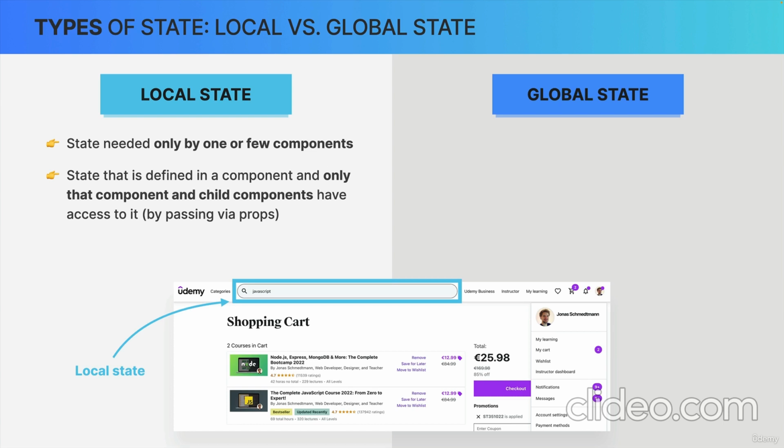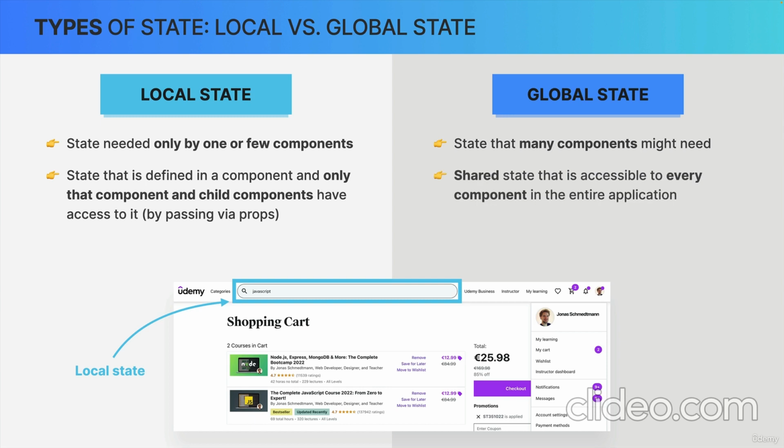Now, about global state, this is state that many different components in the app might need access to. Therefore, when we define state as being global, that piece of state will become accessible to every single component in the entire app. It's shared between all components, and therefore we can also call this shared state. In practice, we can define global state using React's context API or also an external global state management library like Redux that you might have heard of.